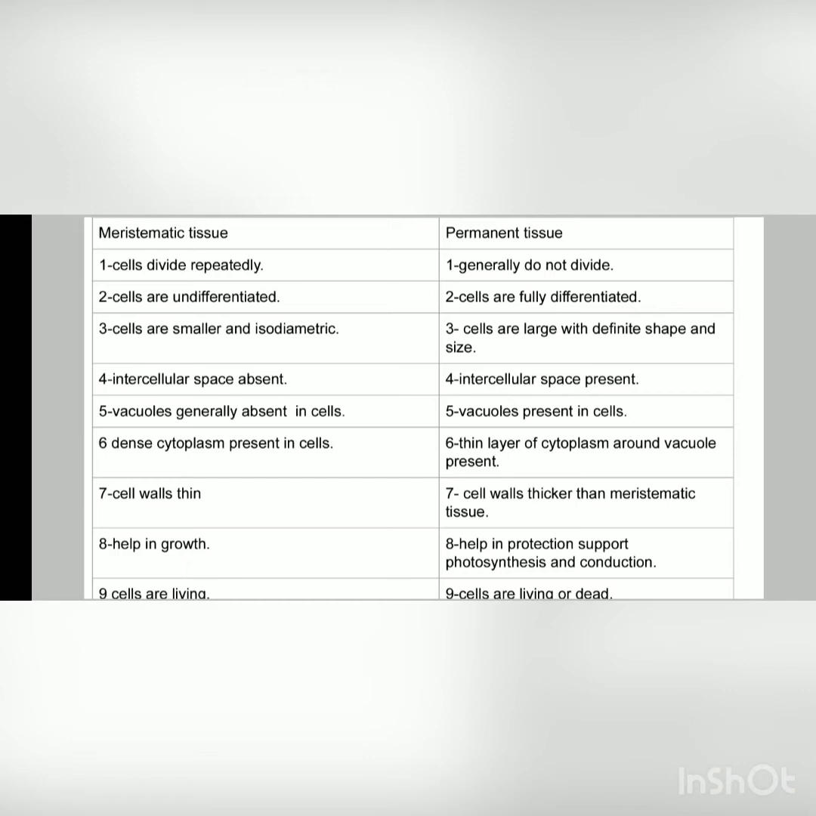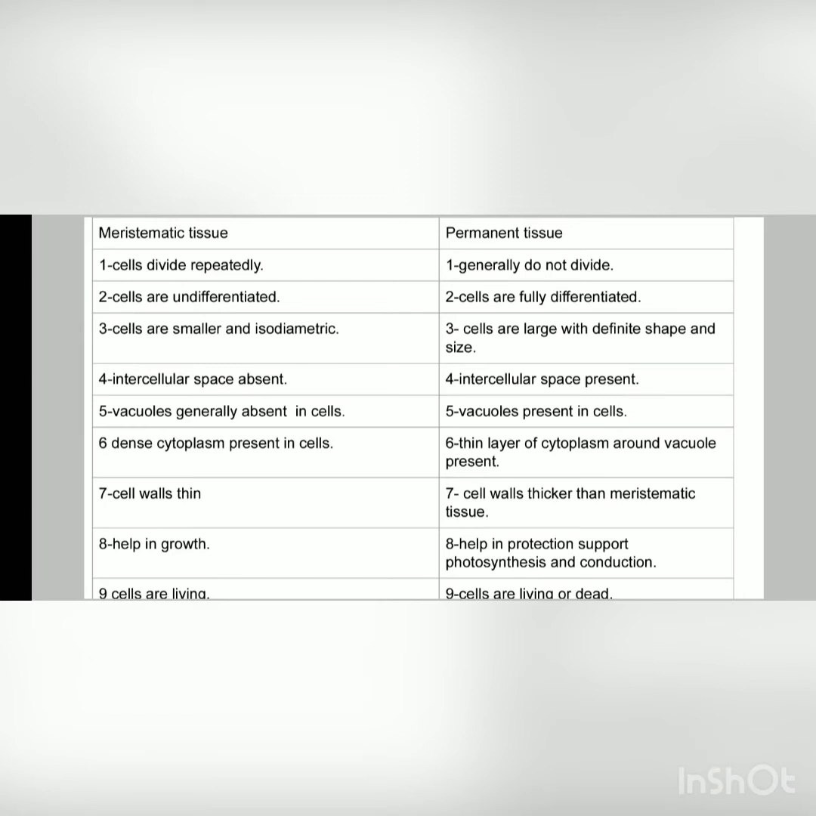And number 3, the cells are similar and smaller and isodiametric. So the cells of meristematic tissue are smaller, as they do not need to get larger, because they are going to divide only. Isodiametric, as the diameter is equal on all surfaces. And the cells are large in permanent tissue, as they are grown up cells, so they become larger than the meristematic cells, and they have a definite shape and size.